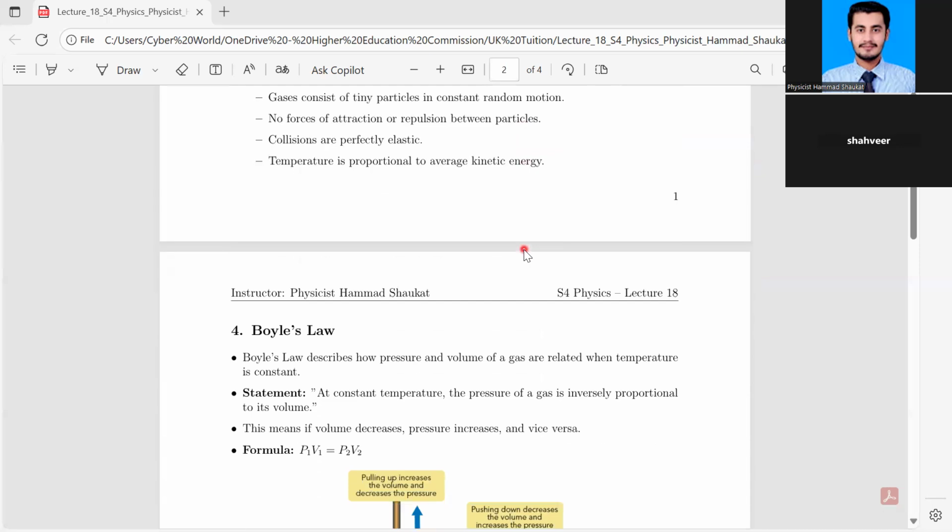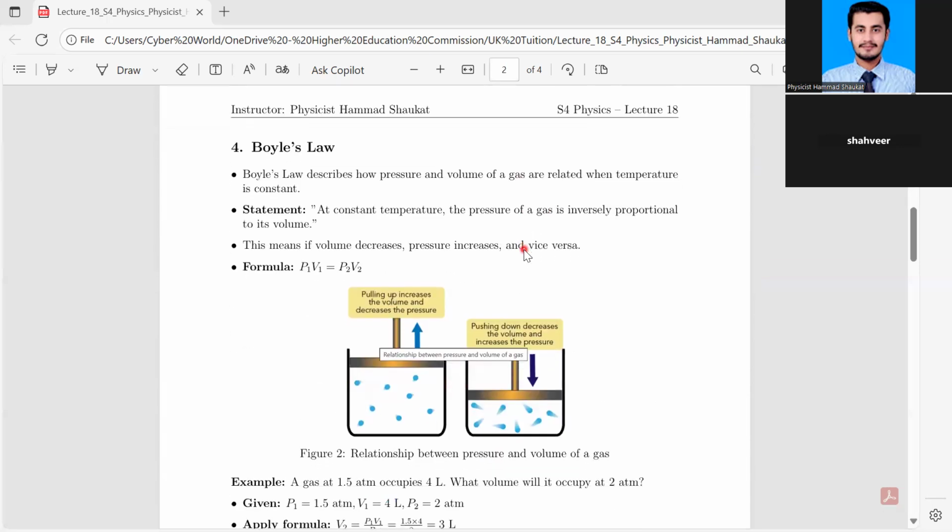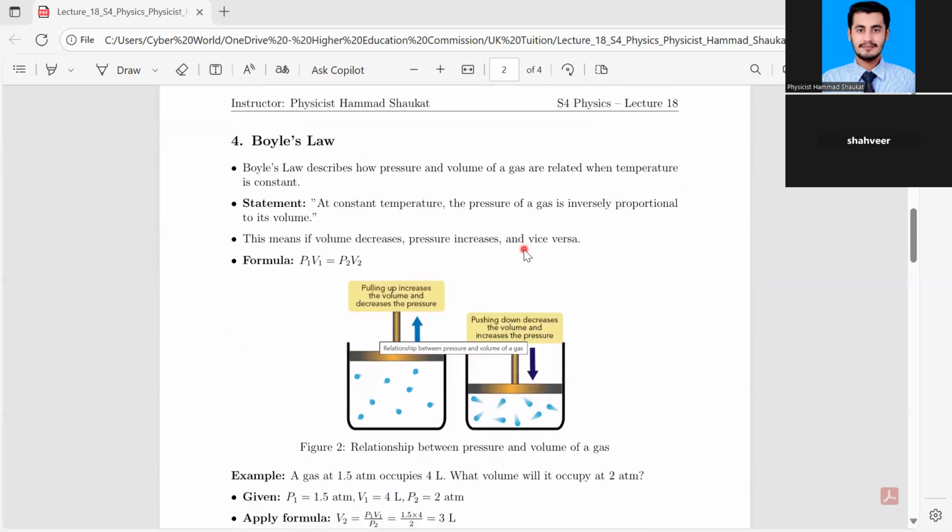Okay, now move on towards an important law which is known as Boyle's law. Have you ever learned about this law, Boyle's law? I've heard about it. Okay. So you don't know about this? I do recognize it.